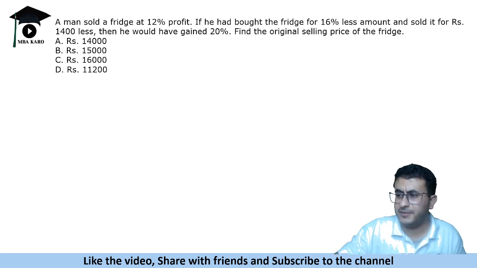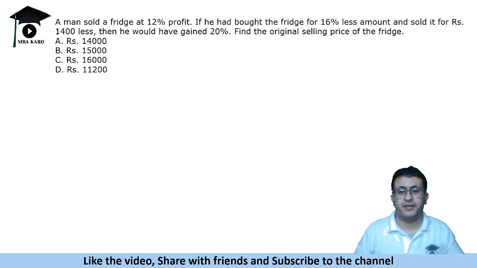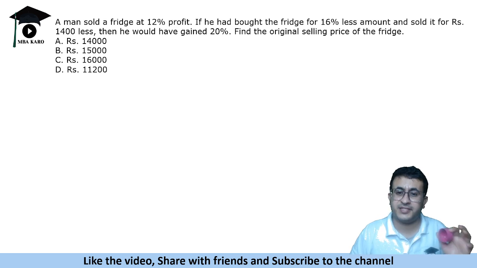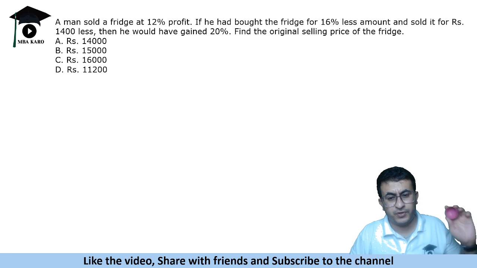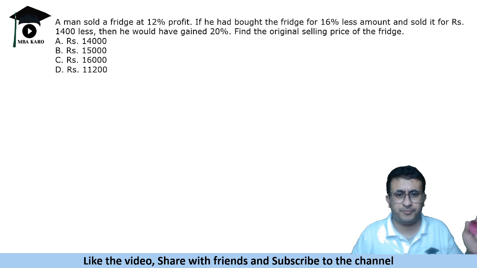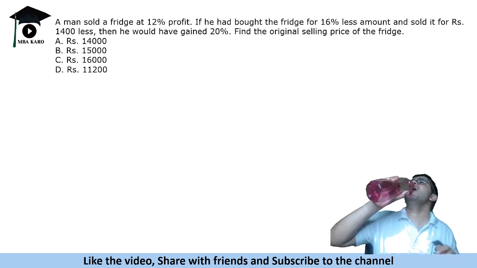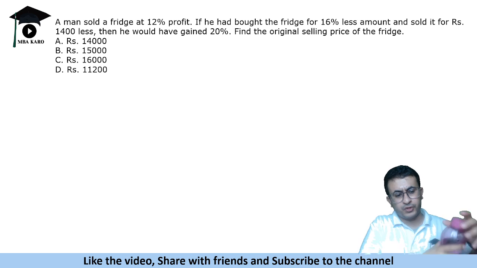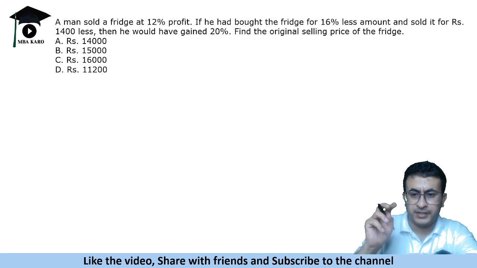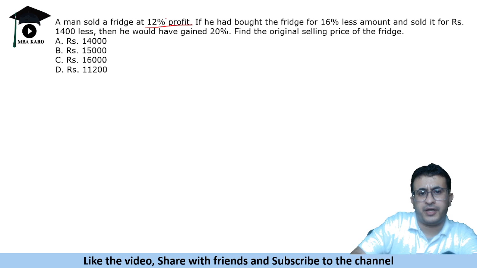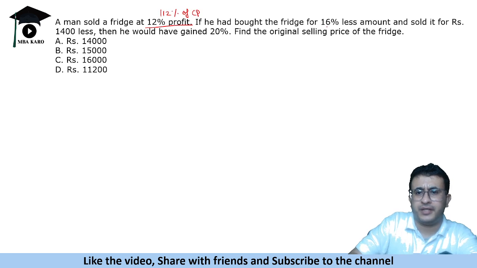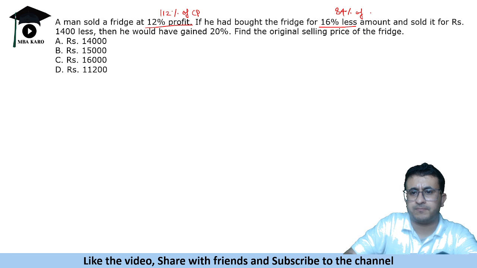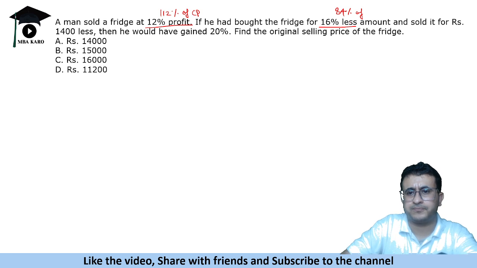Now, people think profit and loss is a different chapter, but actually it is nothing but just an application of percentages. So in profit and loss, try to think in terms of percentages. Whenever you see profit or loss, think in terms of cost price. So 12% profit means 112% of cost price. 16% less means 84% of cost price.